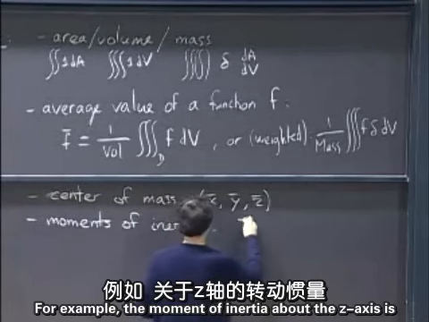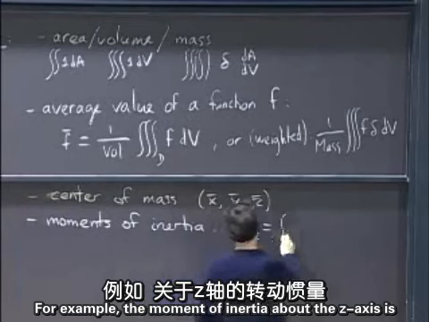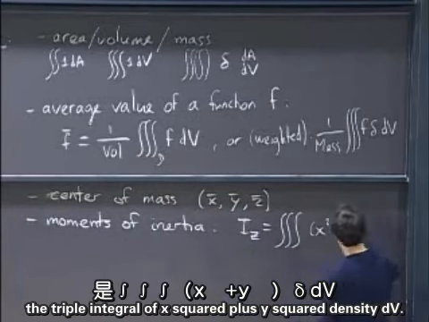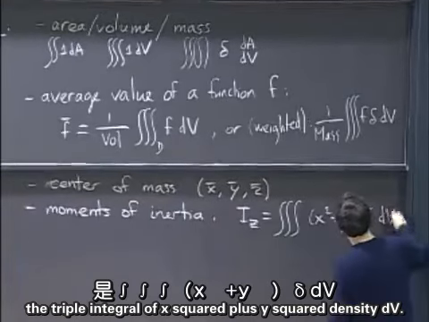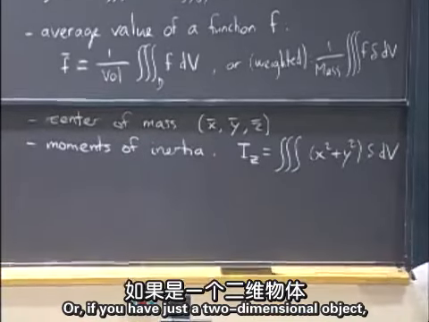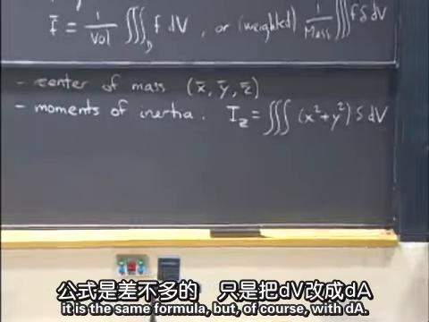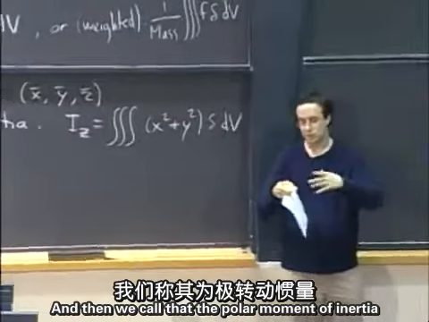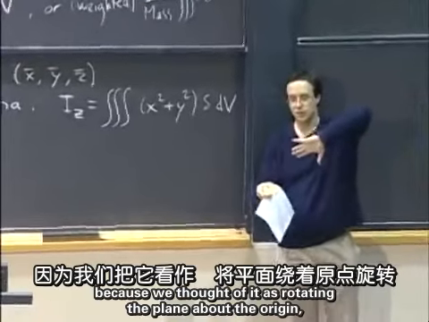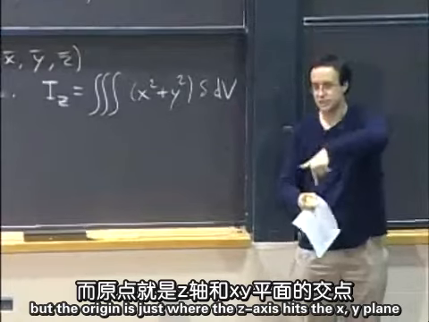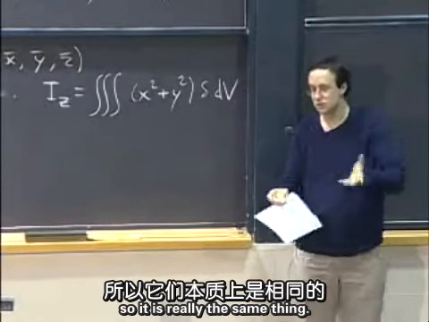For example, the moment of inertia about the z-axis is the triple integral of x squared plus y squared times density dV. Or if you have just a two-dimensional object, then it's the same formula, but of course with dA. We call that the polar moment of inertia because we thought of it as rotating the plane about the origin. But the origin is just where the z-axis hits the xy plane, so it's really the same thing.